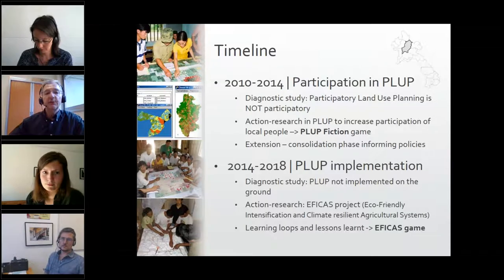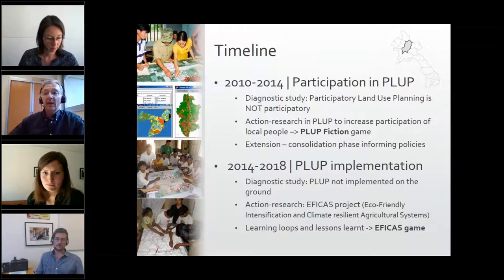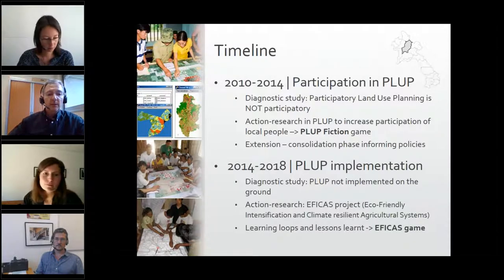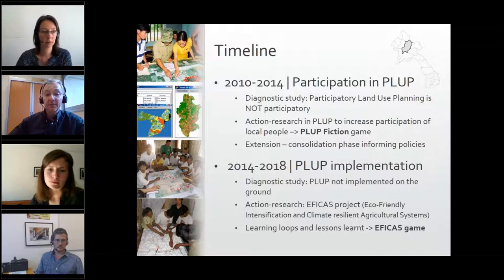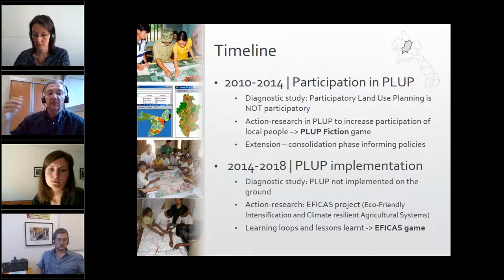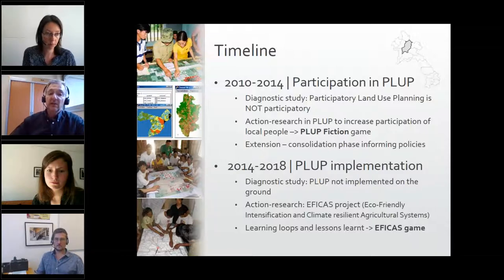That's in the case of land use planning, started in 2010, when we realized that participatory land use planning was becoming the main instrument of the land allocation policy of the Lao government. They used to apply land use planning, but it was up to then not considered as participatory enough. And so they wanted to increase the level of participation. And when we did the diagnostic study in 2009, 2010, we realized that indeed it was not very participatory. So that's why we engaged in action research in land use planning that I will present later on.